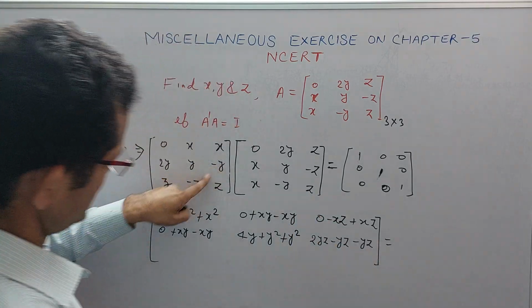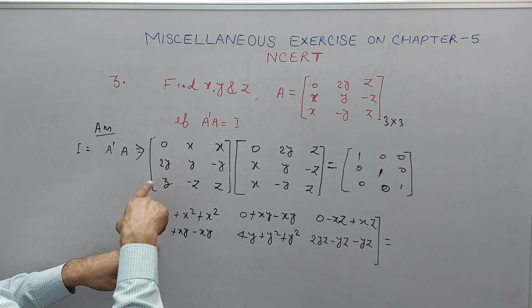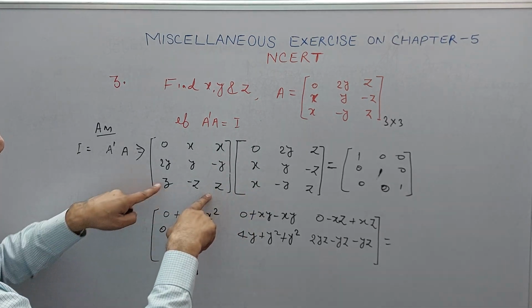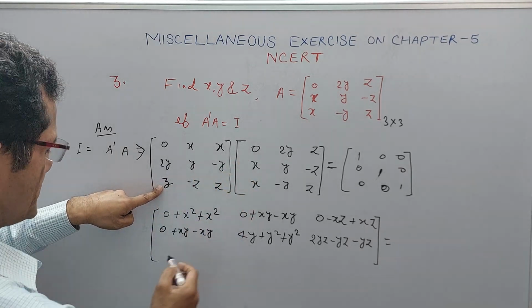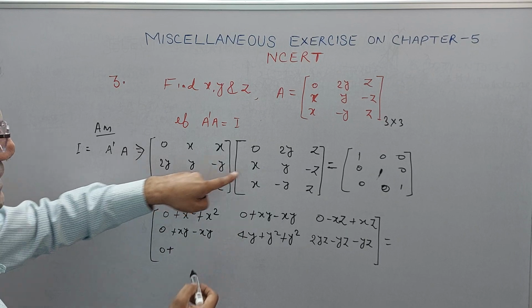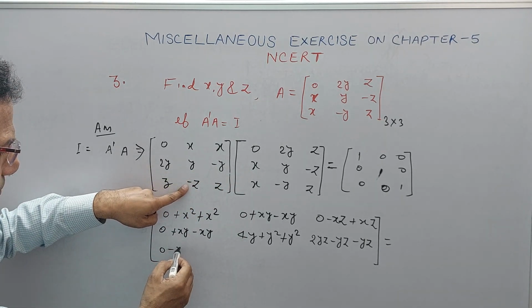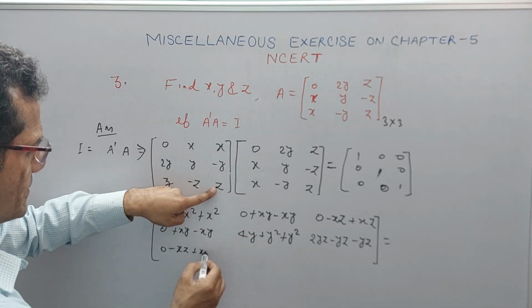Now we have to fill the third row. This is our third row and first column element. Just multiply these entries. z into 0 is 0, plus minus x into z is minus xz, and z into x is zx, plus xz.